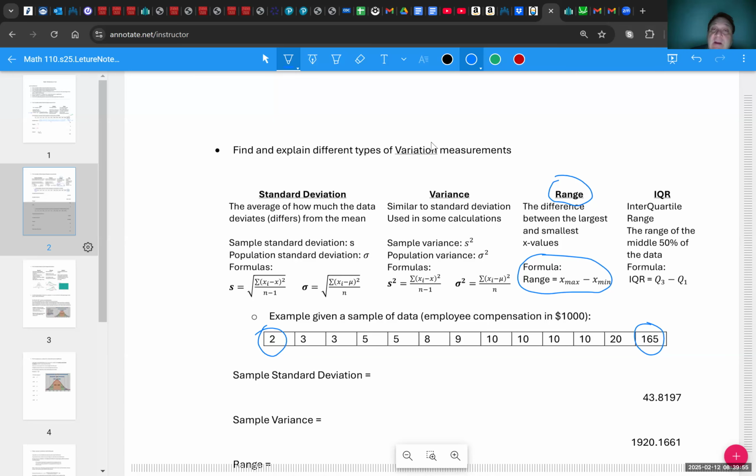All right, lastly, I'm going to talk a little bit about IQR. IQR requires a little bit more conversation.